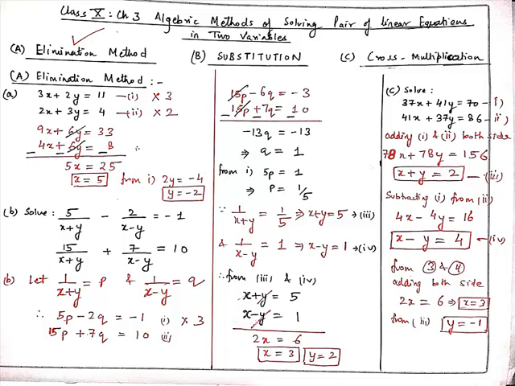Now again, we have to eliminate one variable. So here I am eliminating p. By multiplying the first linear equation by 3, we get 5 into 3, 15p minus 6q equal to minus 3. And the second equation remains as it is. Now again, students, the sign will change. So 15p and 15p will cancel out. Minus 6 minus 7 is minus 13q equal to minus 13. So q is equal to 1.